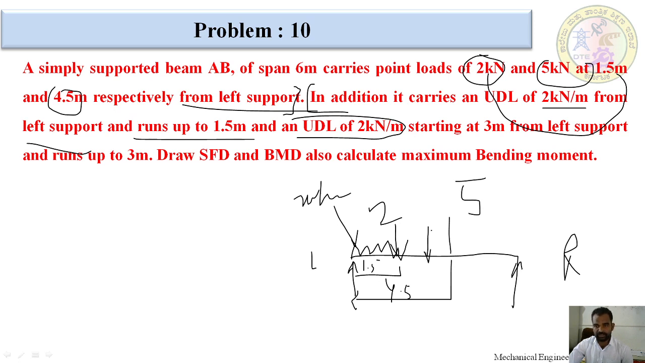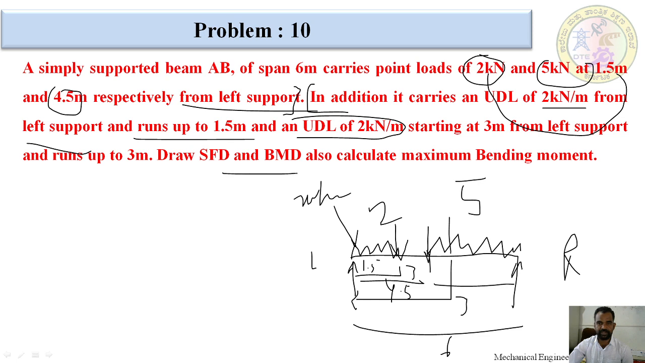Half of the span is 3 meter, from here to here 3 meter and up to here 3 meter. We are going to start the 2 kN per meter UDL from 3 meter from left support, up to the end of the beam. The total is 6 meter, so from half of the span 3 meter up to the right support. Okay, draw SFD and BMD.